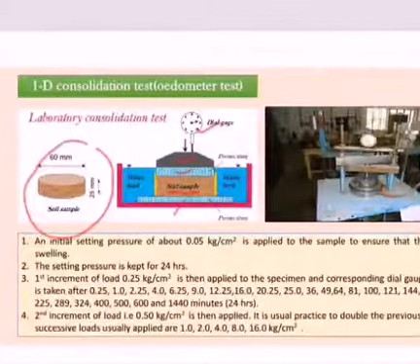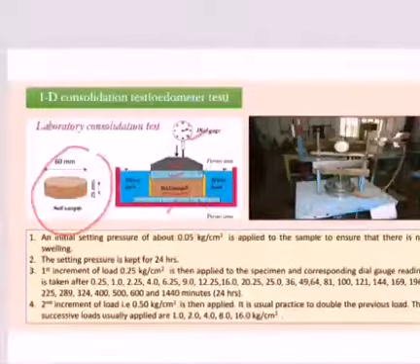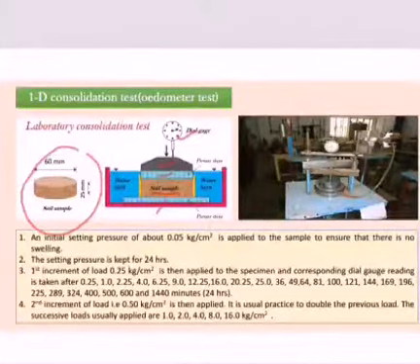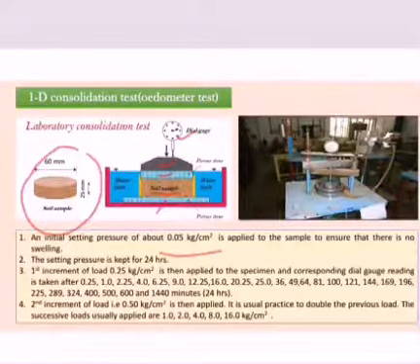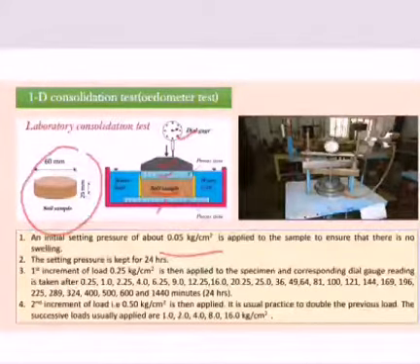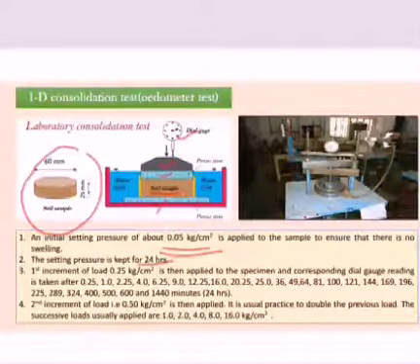Now, after preparing the soil sample and placing it in the O-ring and in the experiment setup, an initial seating pressure of about 0.05 kg per centimeter square is applied to the sample to ensure that there is no swelling. This seating pressure, 0.05 kg per centimeter square, is kept for at least 24 hours.